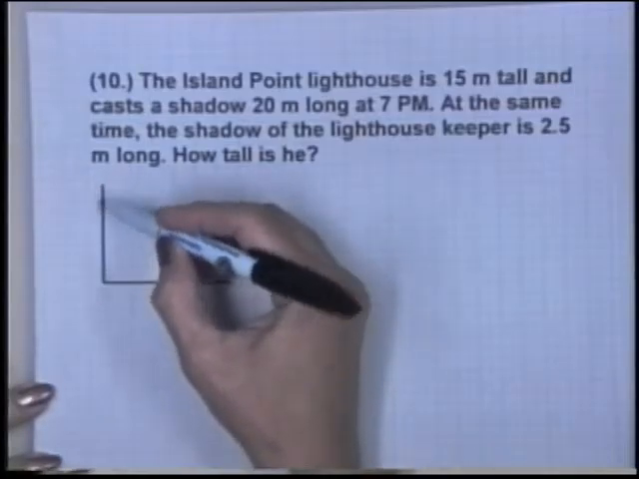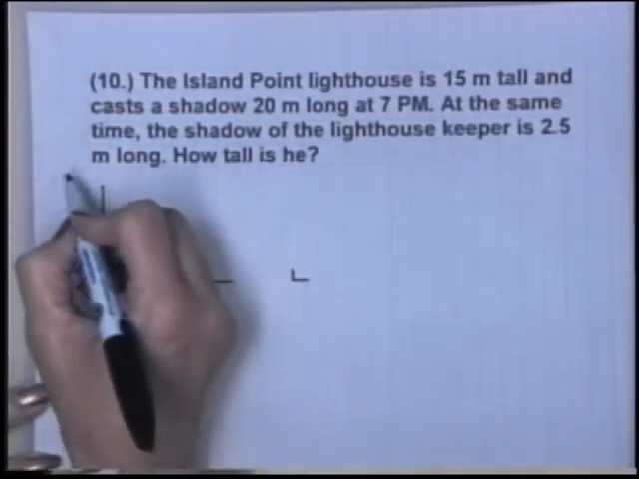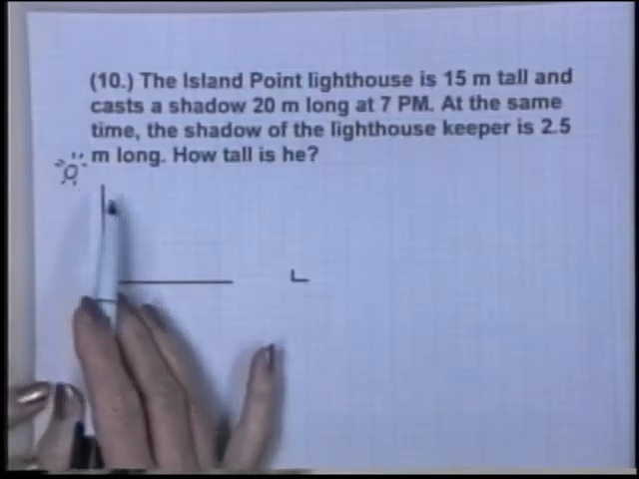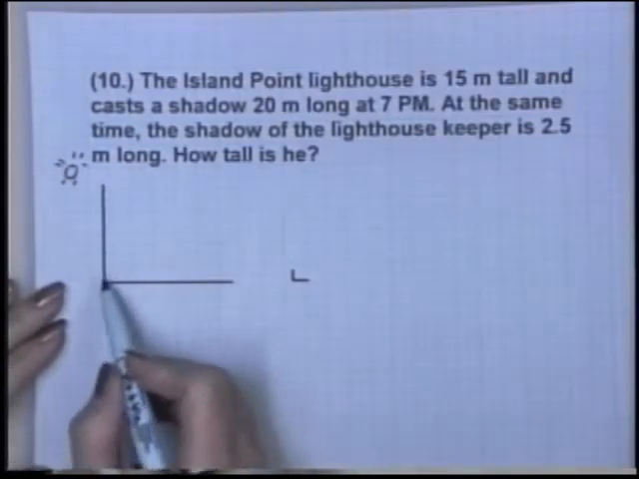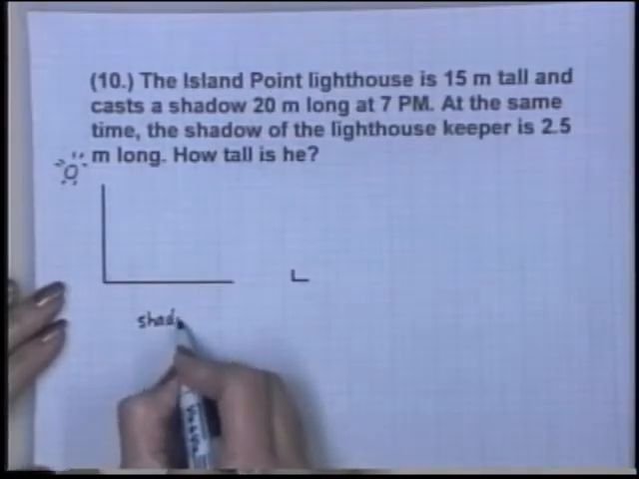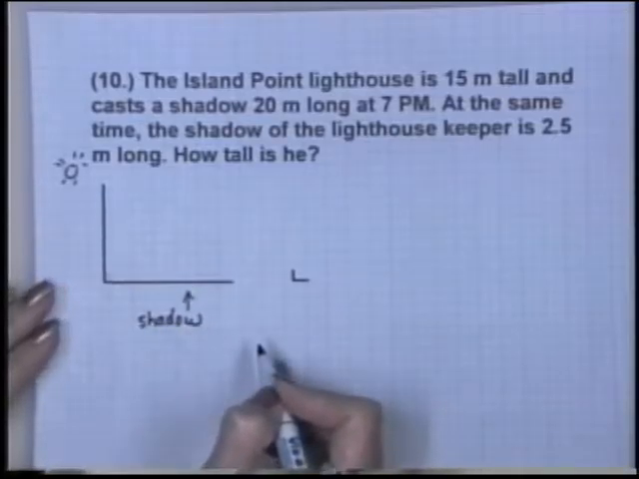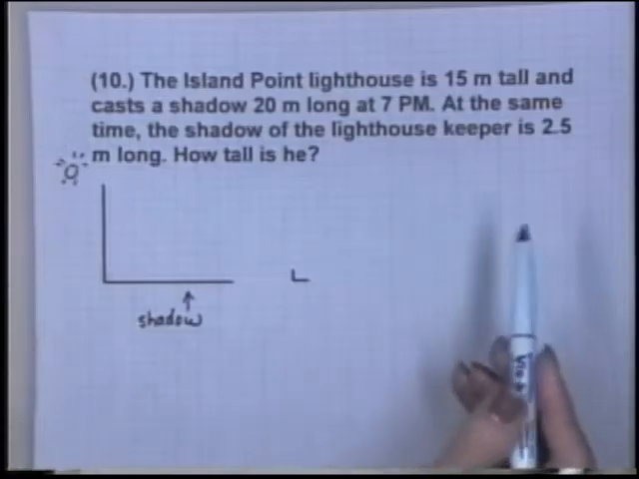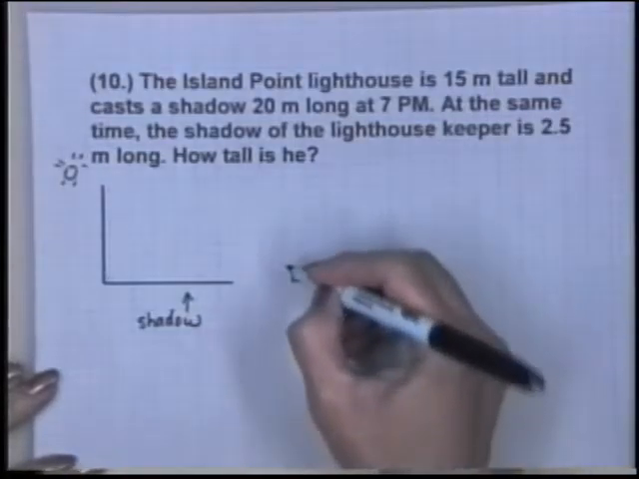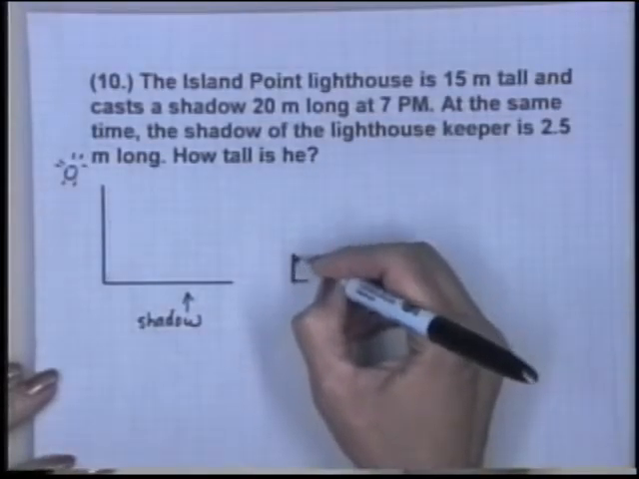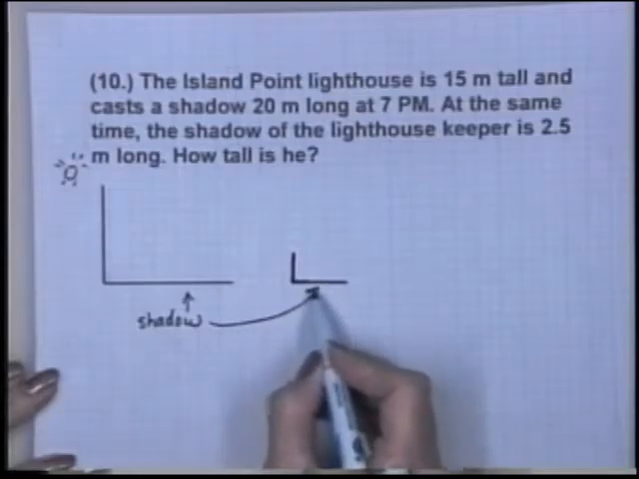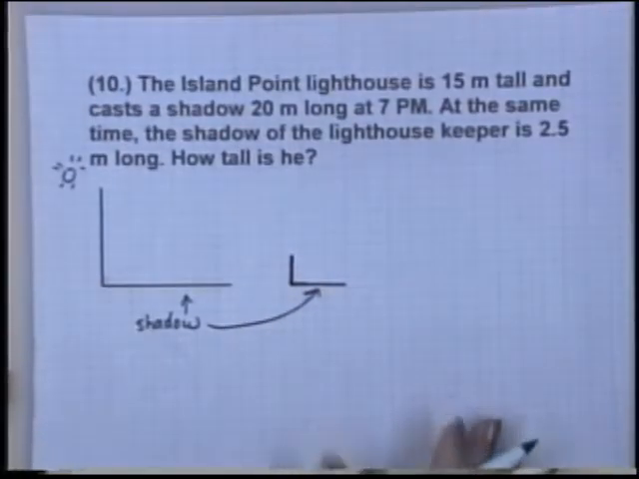This represents my lighthouse. I'm going to pretend like the sun is over here in this direction. So if it's shining on the lighthouse, then the shadow would be down on the ground like this. It's pretty important that you realize that that represents the shadow. Now I tried to do this proportionally, but this seems really small, so I'll just redraw it. This will represent my lighthouse keeper, and then this would represent his shadow. So maybe we can see that a little bit better.